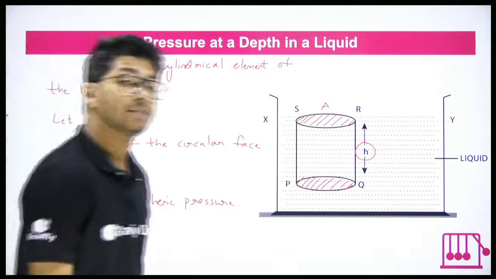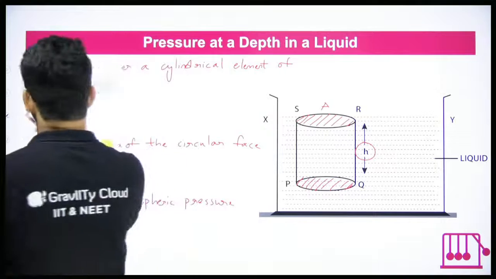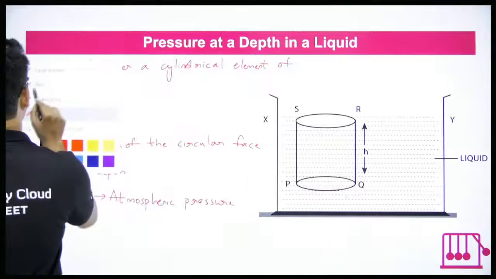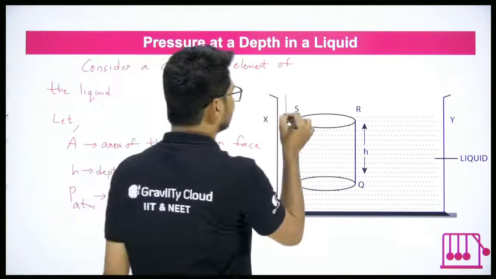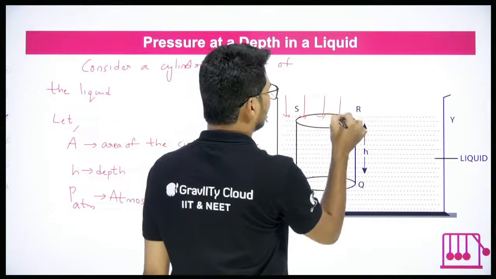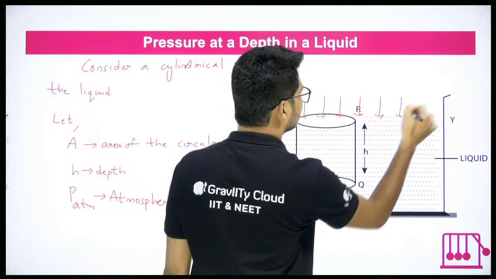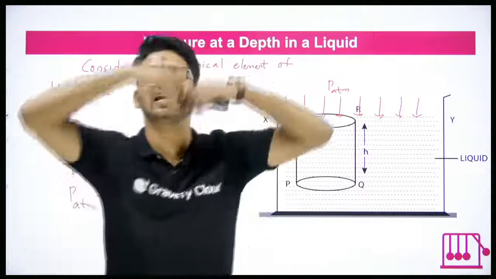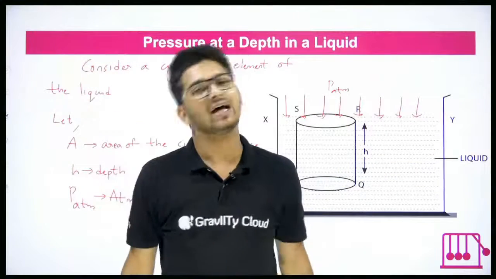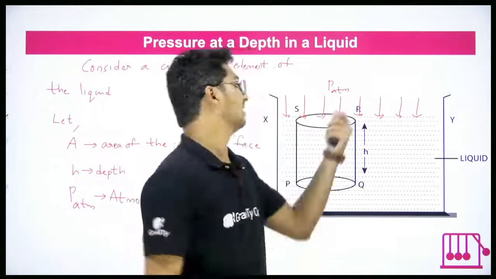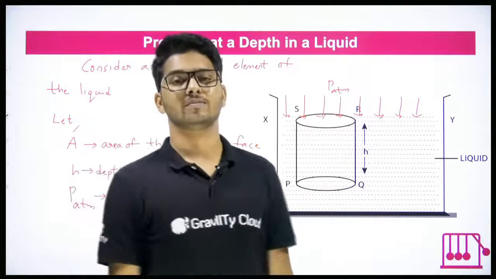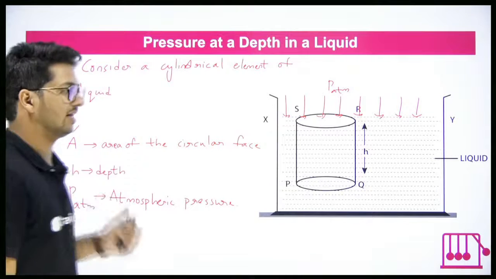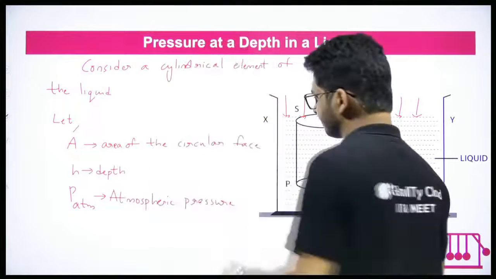And where will the atmospheric pressure act? Because see here, when I look at the cylinder, or when I just look at the liquid itself, at the surface there is atmosphere. So which pressure should be acting at the surface? At the surface, atmospheric pressure, because above the liquid surface there is atmosphere. And atmosphere applies a pressure. That is why we talk about atmospheric pressure. So you have A as the area of the circular face, h as the depth, and that is that.